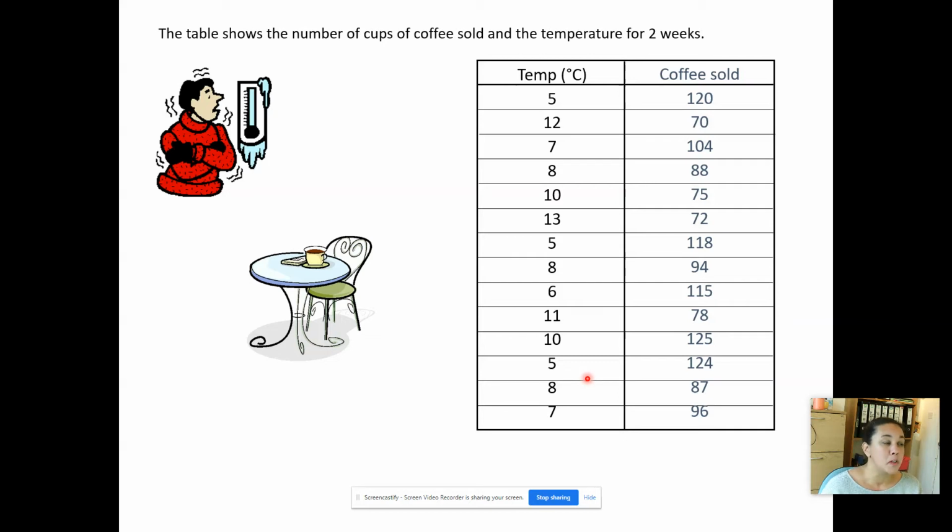The table shows the number of cups of coffee sold in a particular cafe and the outside temperature recorded over a period of 2 weeks. And this information, we're going to plot in a scatter graph. So let's have a look to see how that works.